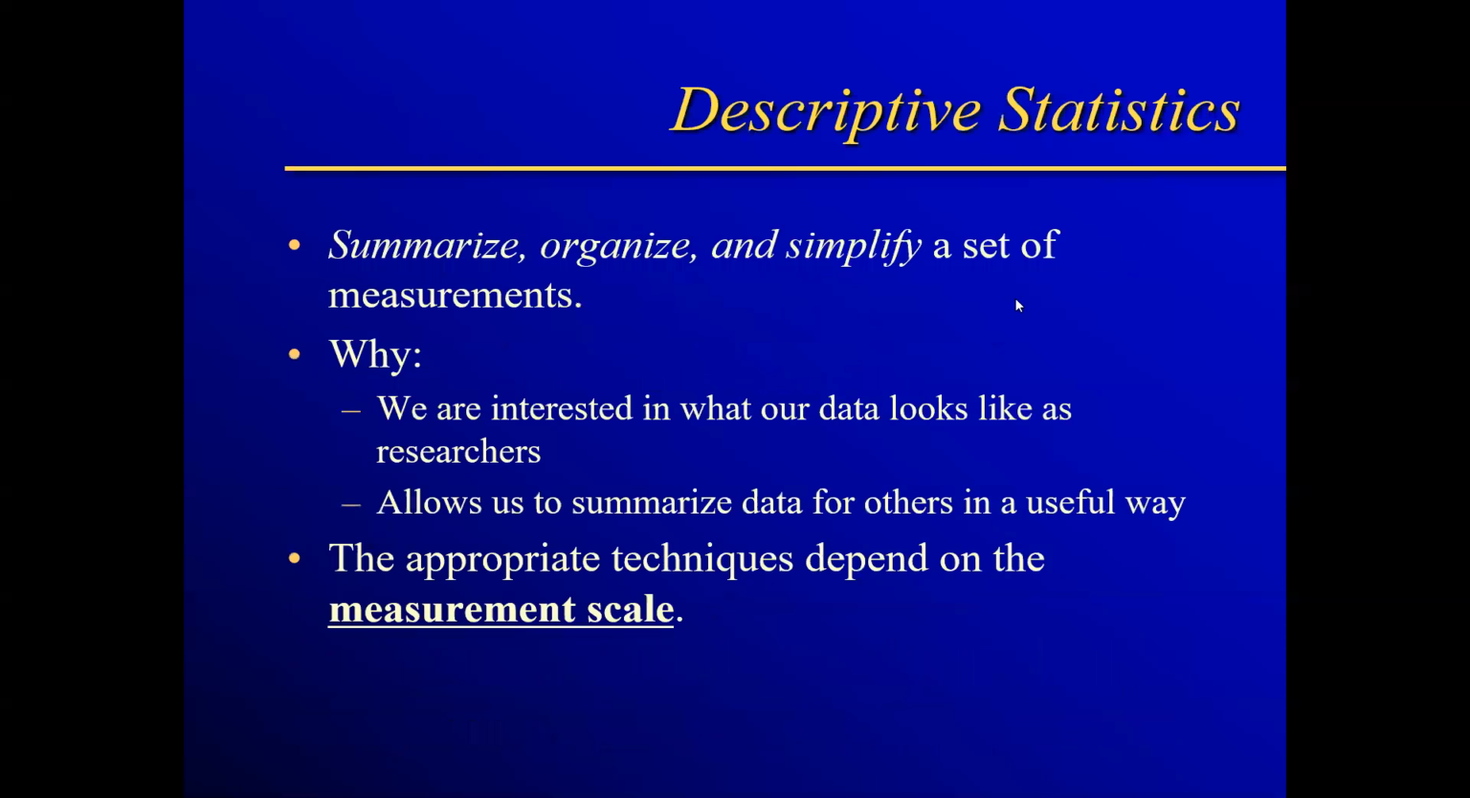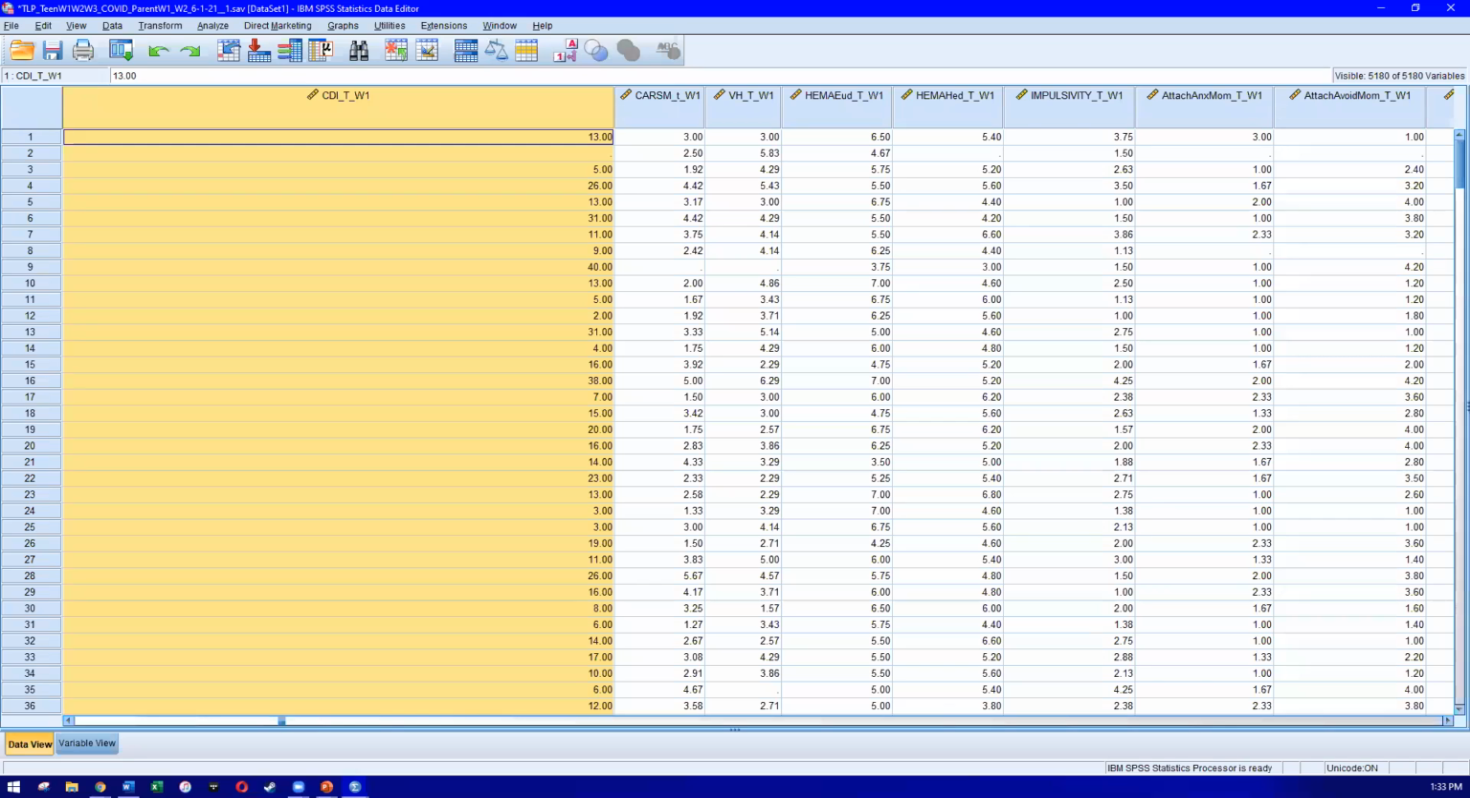So this should be review from either last class or the class before that, but this idea of descriptive statistics. So what are they? What's the point? Well, we want to summarize, organize, and simplify our data in a meaningful way. So we're interested as researchers in what our data looks like for multiple reasons, but it also allows us to summarize data for others in ways that they can read it. And let me show you an example of why we want descriptive statistics.